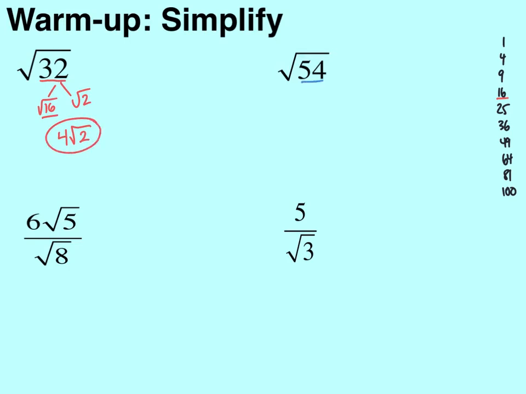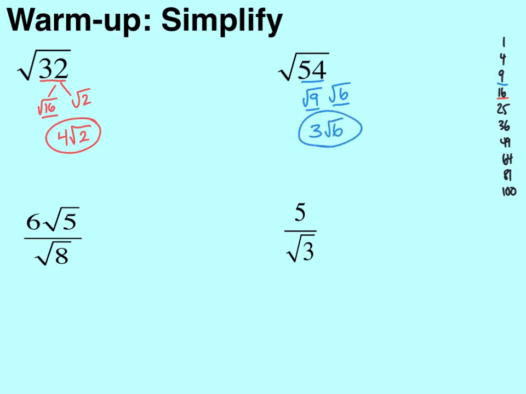If I tried 54, the biggest perfect square in 54 would be 9. So for 54, I could make that the square root of 9 and the square root of 6. I did that because the square root of 9 is 3, and then I'm left with the square root of 6. Now I know square root of 6 as a factor can be factored, but not by any of these perfect squares over here. So that's just going to be 3 square root of 6.